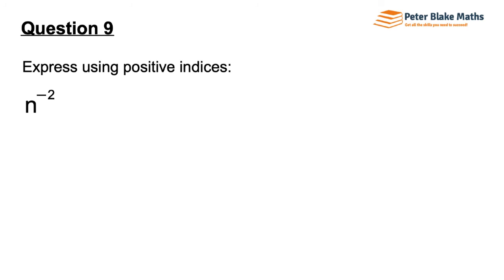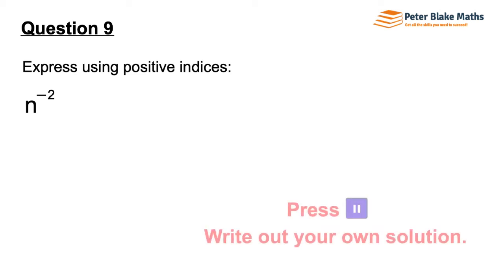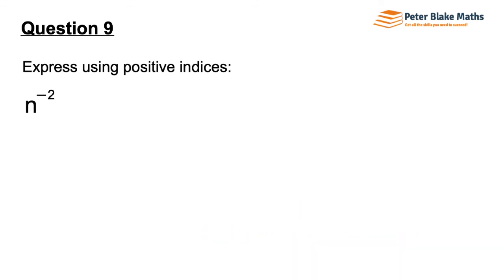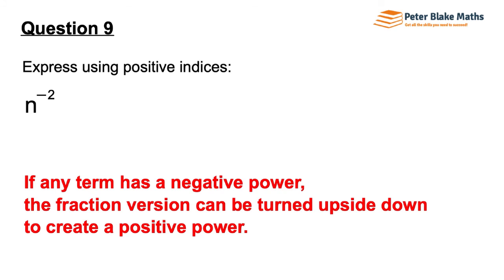Question 9. Express using positive indices n to the power of minus 2. Okay, to express this using a positive indice, if any term has a negative power, the fraction version of that term can be turned upside down to create a positive power. So let's see how that works.